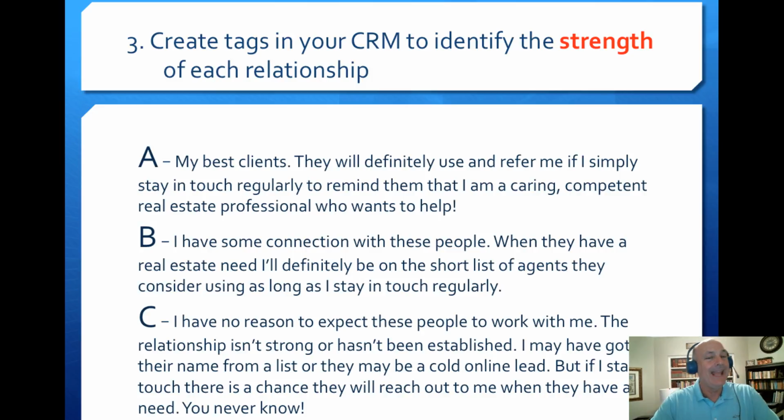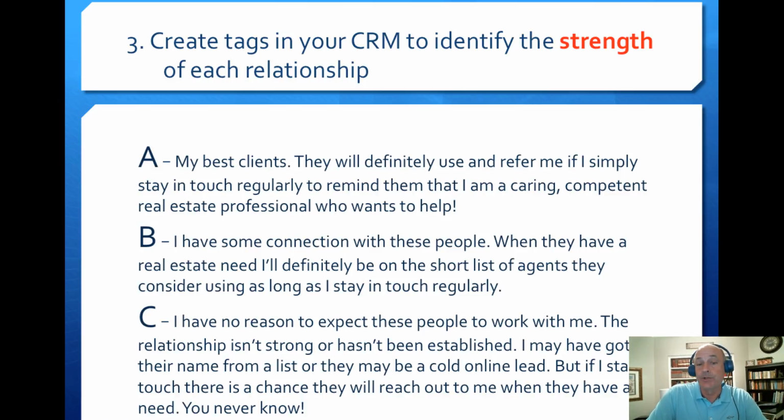B, I have some connection with these people. When they have a real estate need, I'll definitely be on the short list of agents they consider using as long as I stay in touch regularly. So I'm not guaranteed this business. They may know 3 or 4 agents who have a similar strength of relationship with them as I have with them. So I'm not guaranteed the business, but I'll get a shot. I'll get an at-bat. They'll probably invite me to talk to them, or at least they'll think about inviting me over. So it's a relationship. It's not particularly strong.